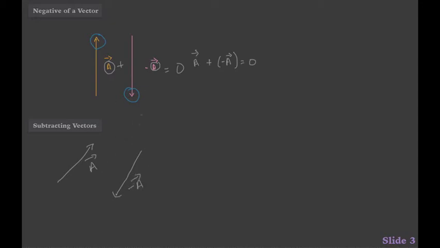Now this concept will be used to subtract vectors, because essentially if we have this vector A here and this vector B here, how do we subtract A minus B? So what is the result of vector A minus vector B? What does that equal to?